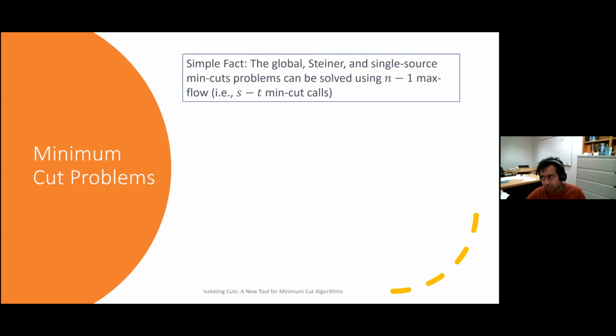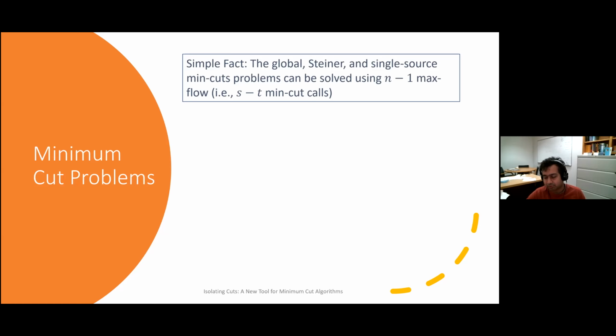So what do we know about these minimum cut problems? Here's a very simple fact. You can, of course, solve the single source min cut problem by simply asking for the minimum cut between every vertex T and this fixed vertex S. So you can just run n-1 iterations of max flow or S-T min cut to obtain the single source min cut. And the solution to the single source min cut problem can be used to solve both global and Steiner min cut.